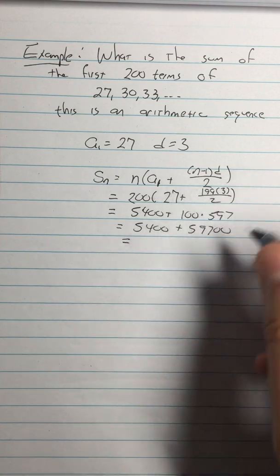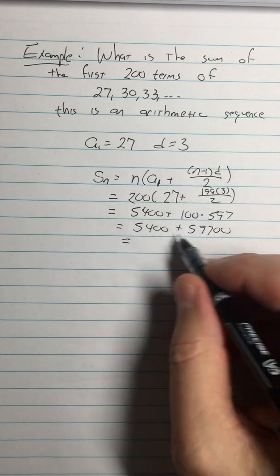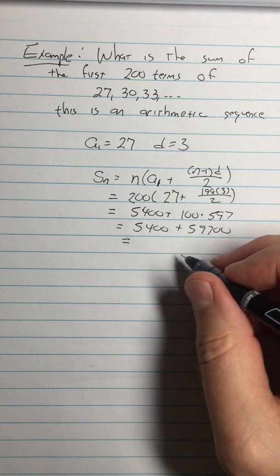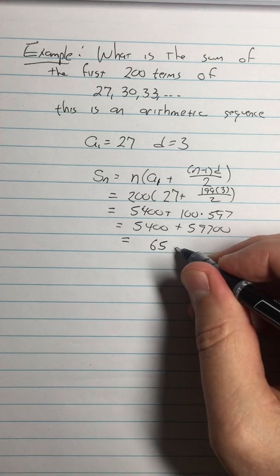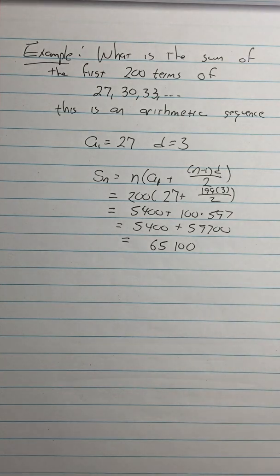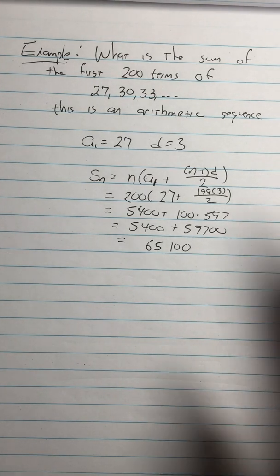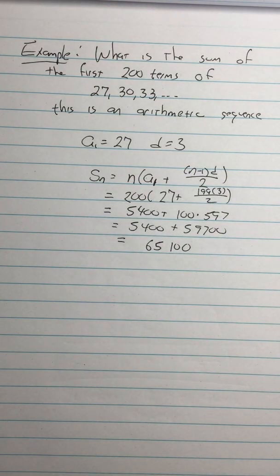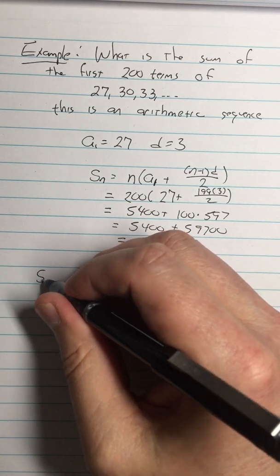For some reason when I was doing this, I could do all that in my head, but I couldn't do this addition in my head and I had to write it out. I didn't get my calculator though, I just wrote it out. Anyway, it's 65,100, that's the sum of the first 200 terms of this sequence, as long as we know that sequence is arithmetic.